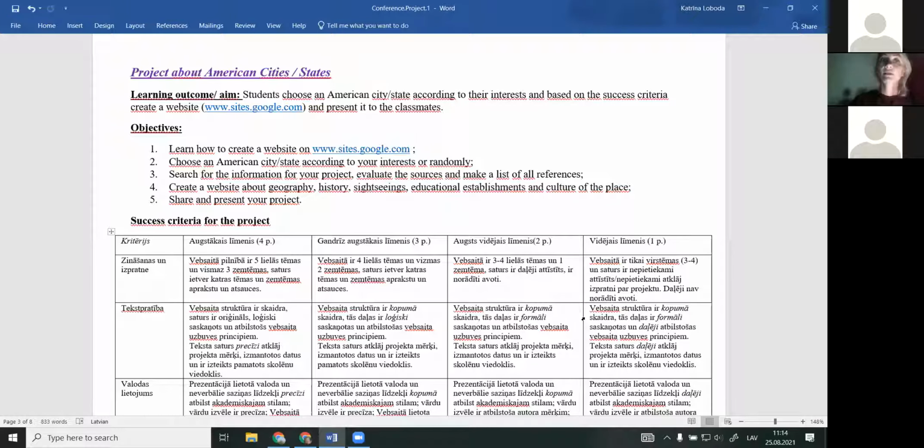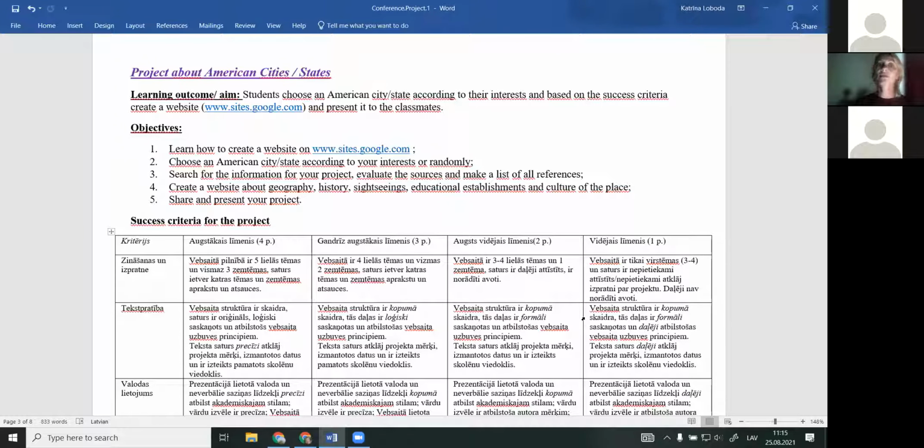So there are certain objectives students have to meet, starting from this: I will teach them how to create a website on sites.google.com. Then students choose an American city and state according to their interests, or randomly if they have no idea what they want to explore. So students search for the information for their project, evaluate the sources, make a list of references. Then they create a website, and there are certain points students will have to include on their website. I will show you in a while the website itself.